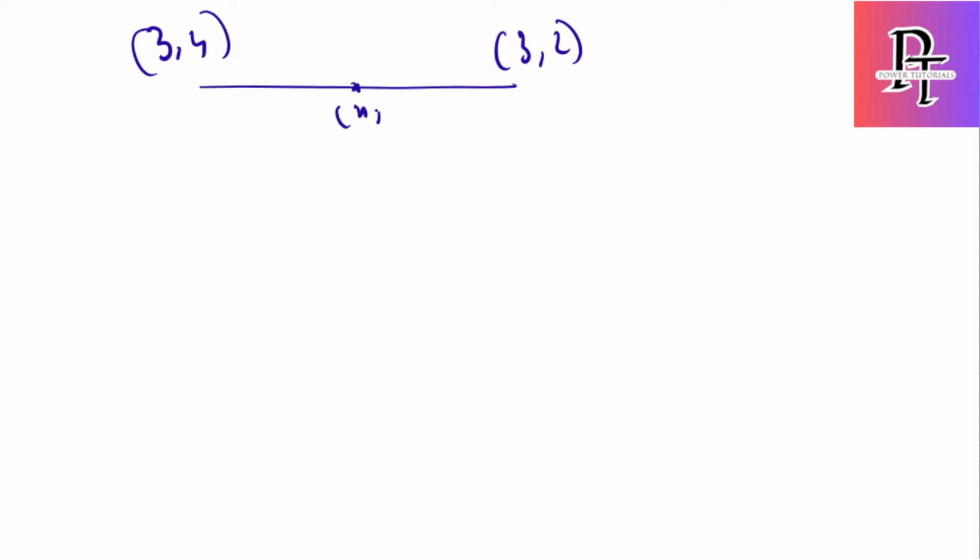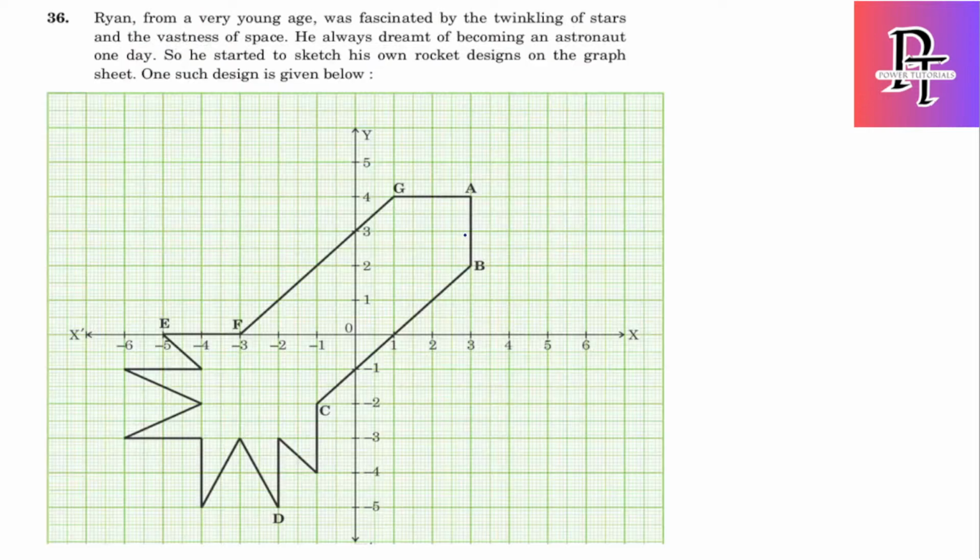Three, 4, 3, 2. The point here is X, Y, and the ratio is 1:3. Let me just cross check once. 3, 4, 3, 2. Is it correct? 3, 2 and 3, 4.